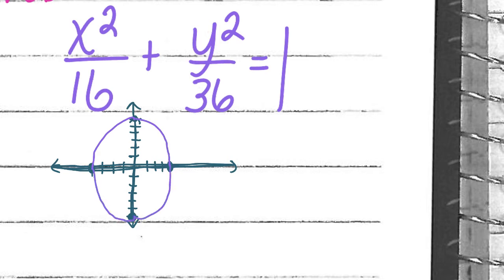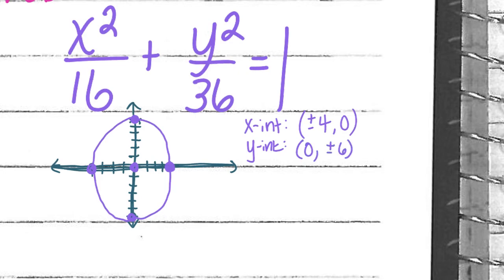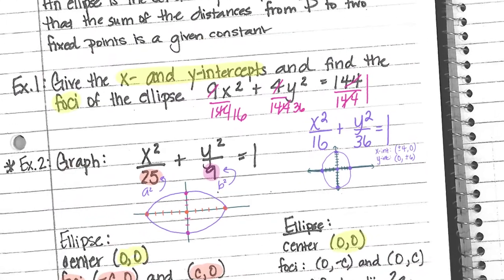So the first question told us to name the x and y intercepts. So notice the x-intercepts are at plus or minus 4 and 0. This is our center, so notice that is an x-intercept at 4 and negative 4. My y-intercepts are going to be at 6 and negative 6, so I need to put 0 and plus or minus 6. Well, let's see what else they asked me.